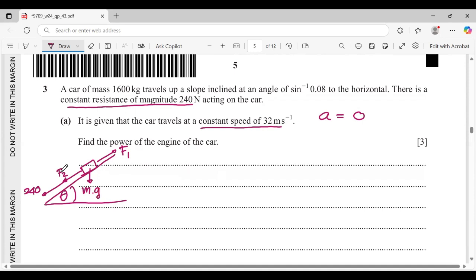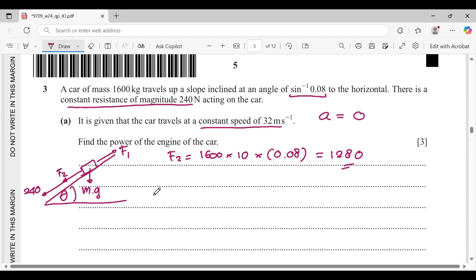So now, I'm going to find F2, based on this condition: 1,600 is the mass times the gravitational acceleration 10, and sine theta, 0.08. So actually this is mg sine theta, and the result if you calculate is 1,280. So this is F2.